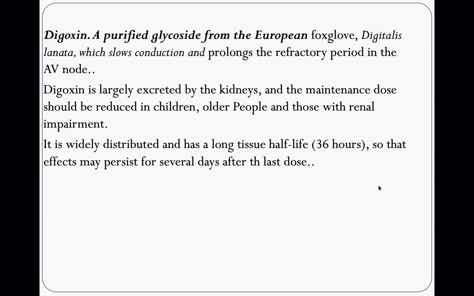Digoxin, another anti-arrhythmic drug, is a purified glycoside from the European foxglove, Digitalis lanata. It slows conduction and prolongs the refractory period in the AV node. Digoxin is largely excreted by the kidneys, and the maintenance dose should be reduced in children, older people, and those with renal impairment. It is widely distributed and has a long half-life, 36 hours, so its effect may persist for several days after the last dose.